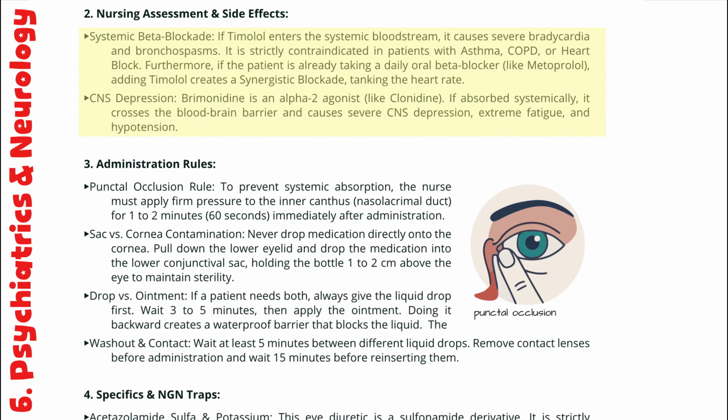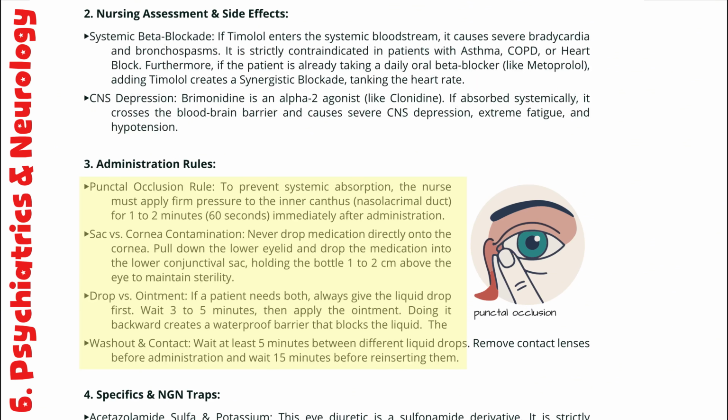Brimonidine can cause systemic CNS depression. Apply punctal occlusion for 60 seconds after every single dose. Drop into the conjunctival sac, never onto the cornea. Give liquid drops before ointment. Space different drops 5 minutes apart, and wait 15 minutes before reinserting contact lenses.